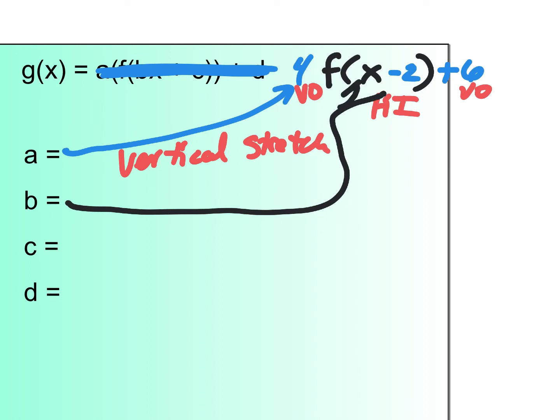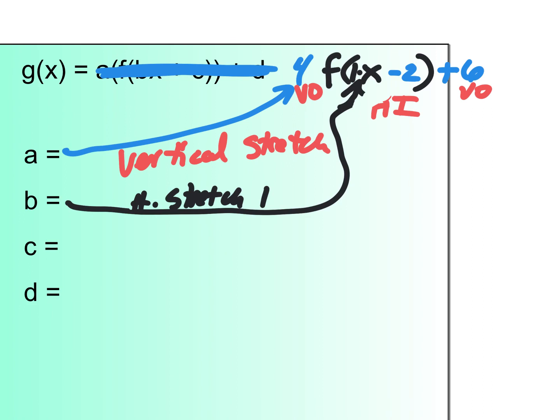Actually, it's what number's in front of the X. Would you agree that there's a 1? If there's nothing else, there's a 1 there. So the B, in this case, the horizontal stretch was 1. A stretch of 1 doesn't really do anything, does it?